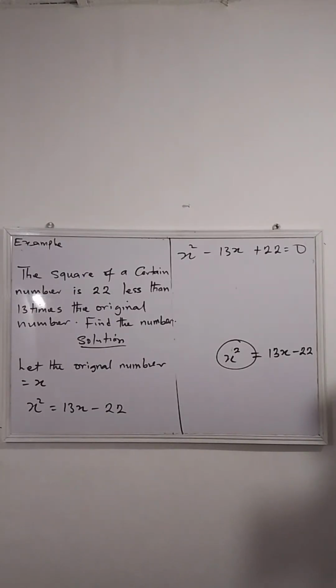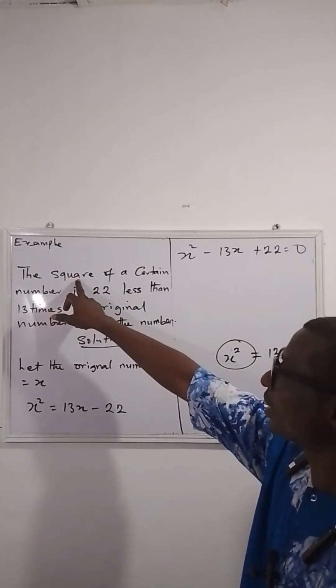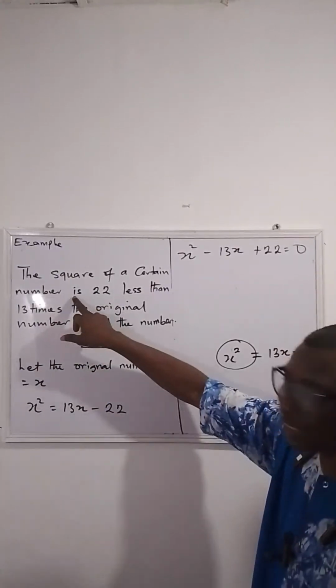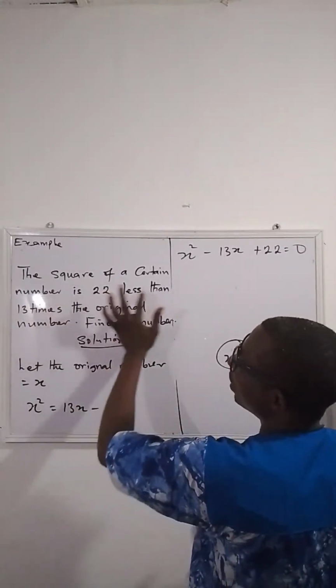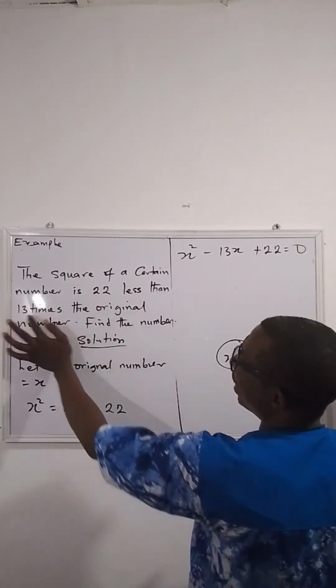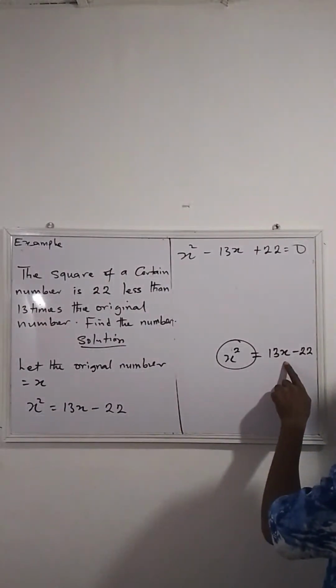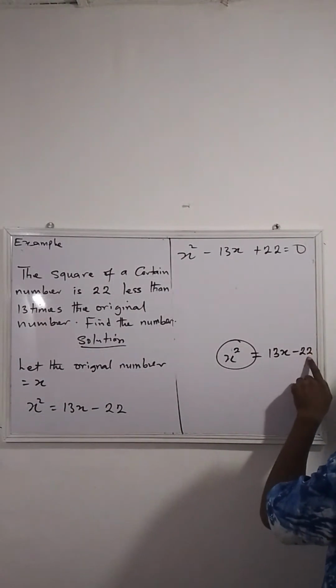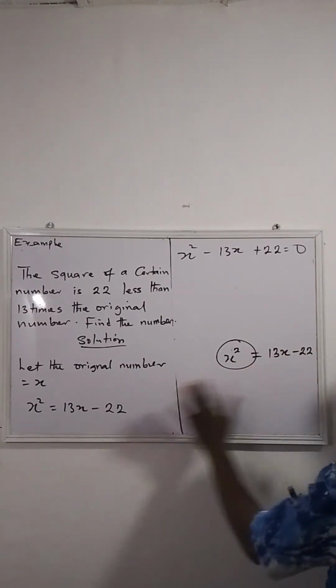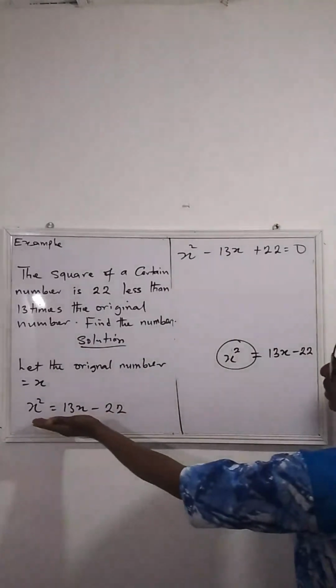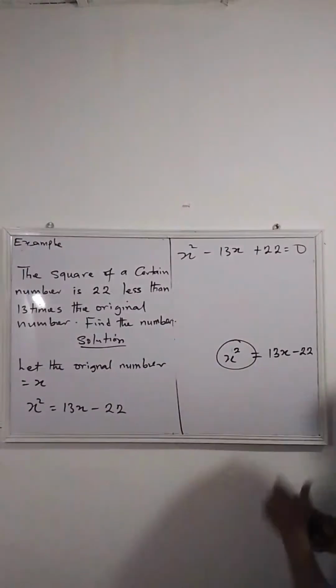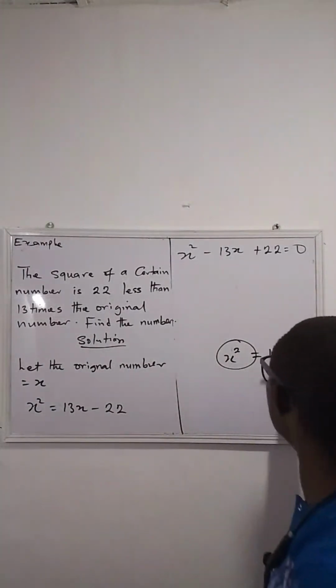So we square the value of a certain number. This is a certain number that is being squared. That certain number is equal to 22 less than 13 times the original number, 13x, 13 times x minus 22. Okay, so that is the meaning, and that's how we arrive here. Now you write this in the normal standard equation that we have been working with.